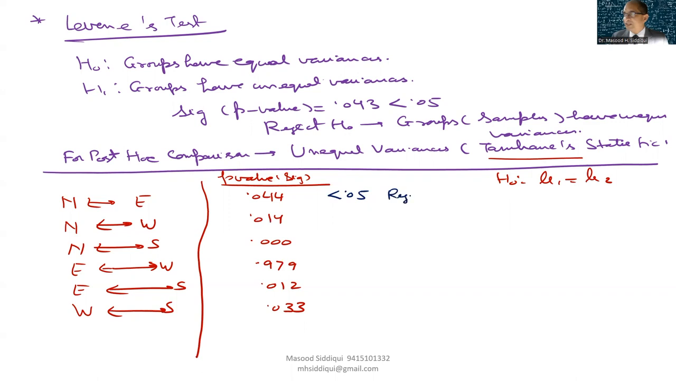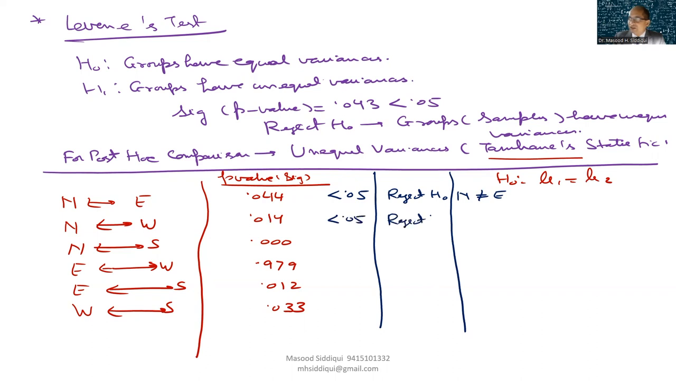So we would be rejecting H naught. Rejecting H naught simply means eastern northern cell is not equals to eastern cell. Then when we compare northern with the western, the p-value is 0.014, which is less than 0.05. So we are again rejecting H naught. So the two groups' sales are not same. So northern is not equals to western.